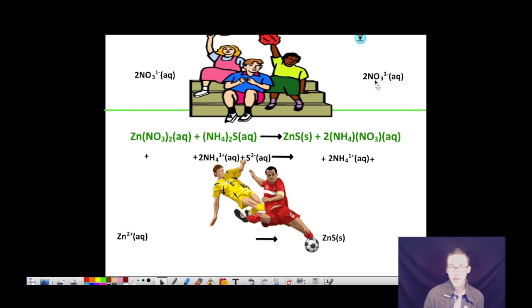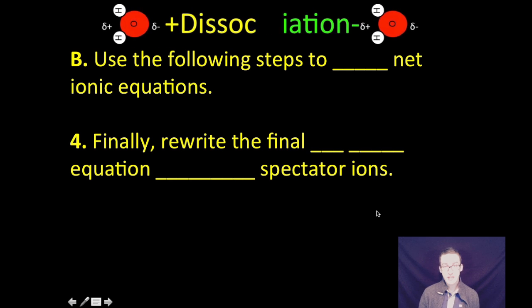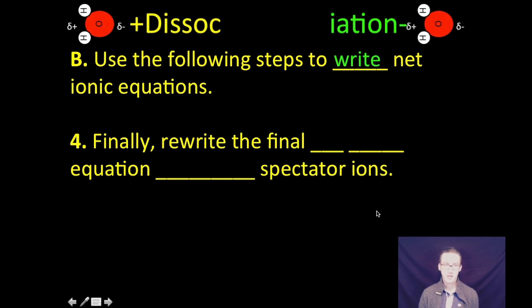An aqueous ion before and an aqueous ion after. Same thing with the ammonium ion, aqueous ion before, aqueous ion after. Spectator ion. Our sulfide ion is another player. It's actually doing some chemistry. Our final step then is to rewrite the final equation without those spectator ions. That will give us what is called the net ionic equation.